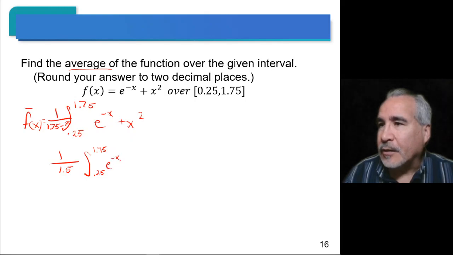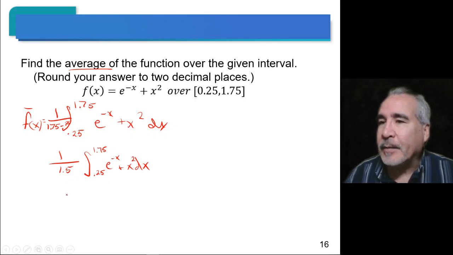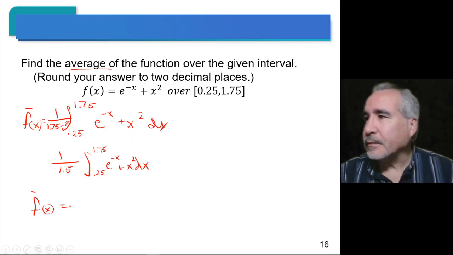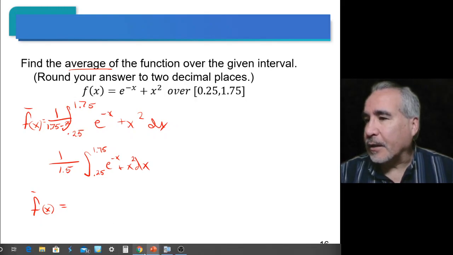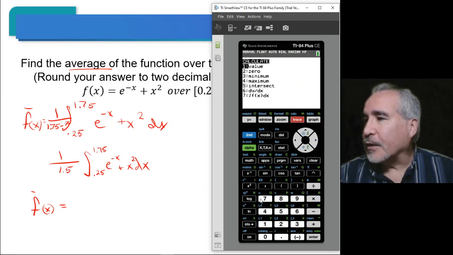And what I'm going to do is use my dx here. I'm going to use my technology to get this part, and then I'll divide it by 1.5 at the end, and that will be our value, right? So where's that calculator? So we've got this part. To do this, I just go second calc, number 7.